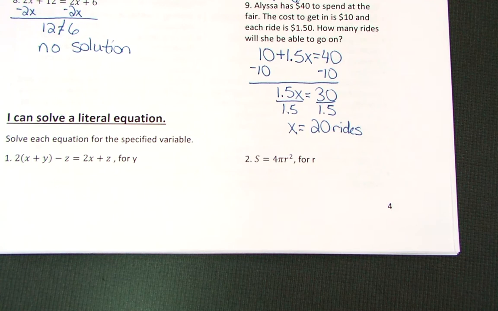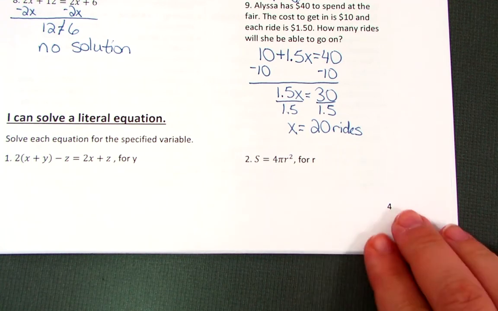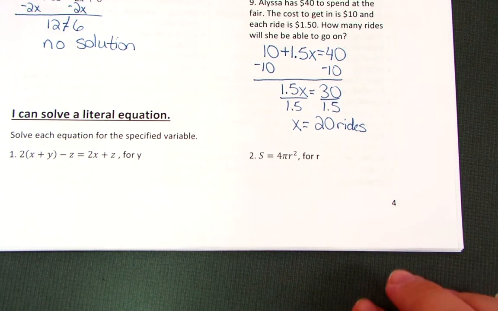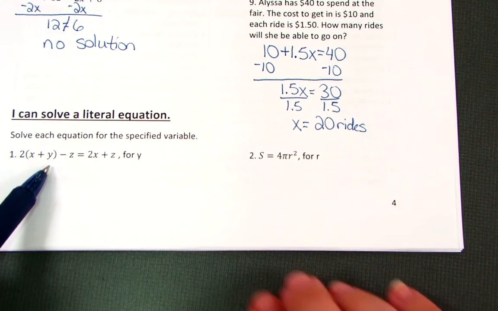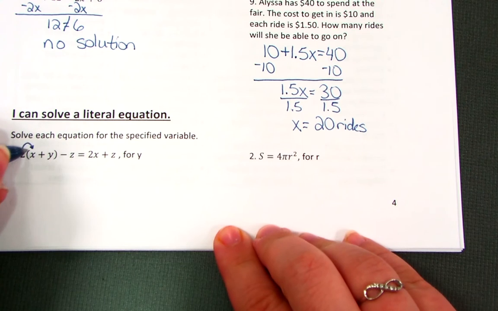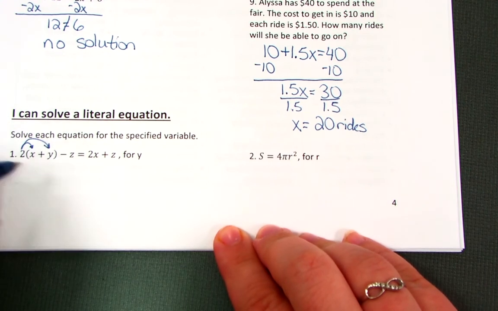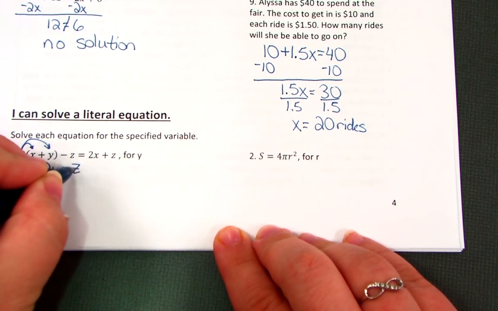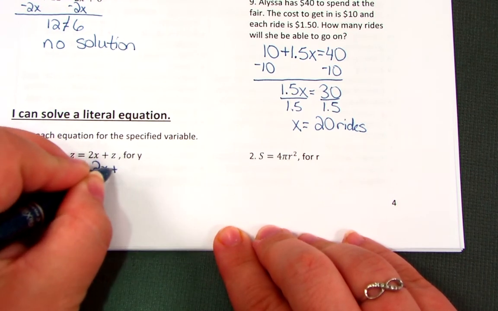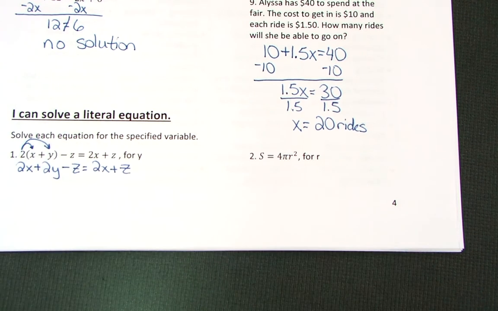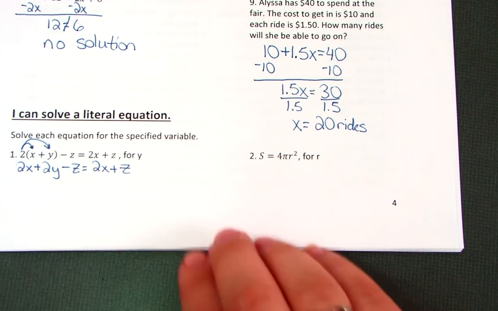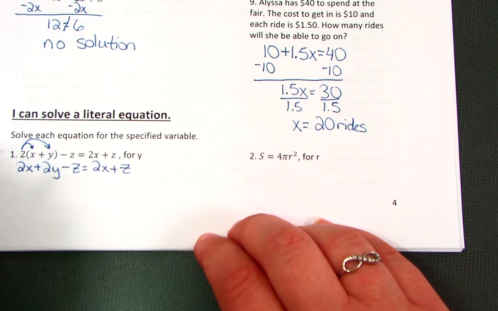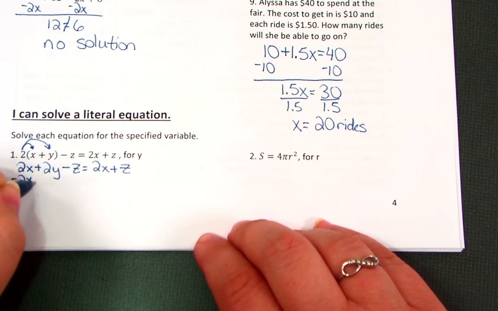So the first problem wants us to be able to get y by itself. Well, I see one y and it's trapped inside of these parentheses, so we have to break it free by multiplying the 2 out. So I have 2x plus 2y, recopying everything else. Now we can just use those same inverse operations we were doing before in solving to be able to get this literal equation to have y by itself. So I'm going to subtract 2x from both sides.